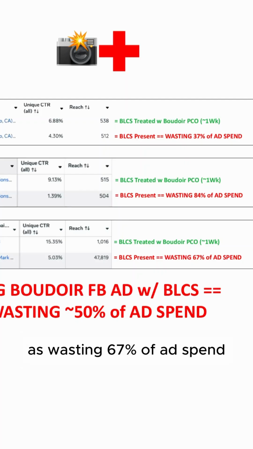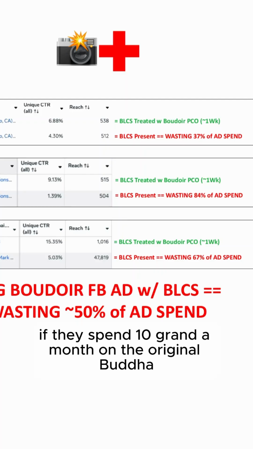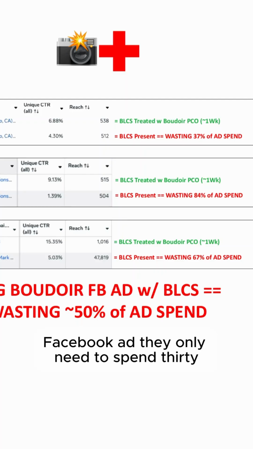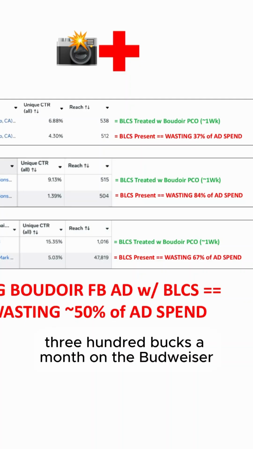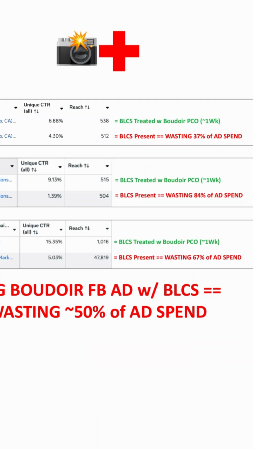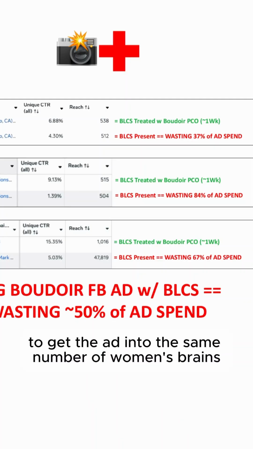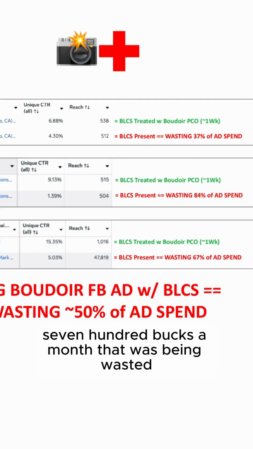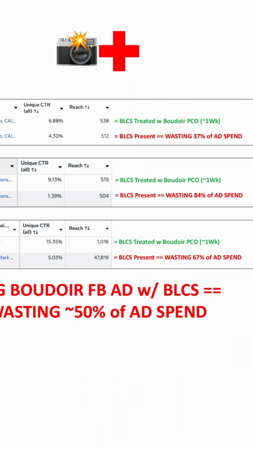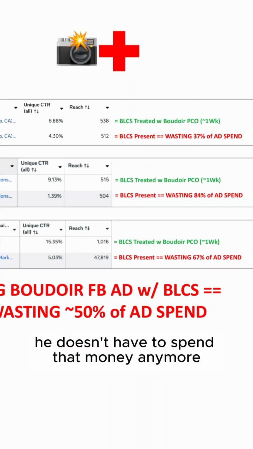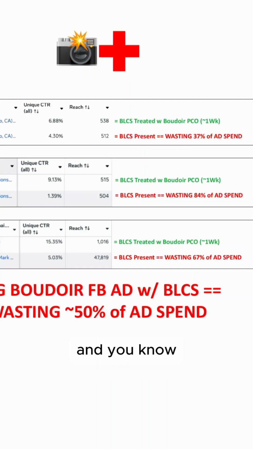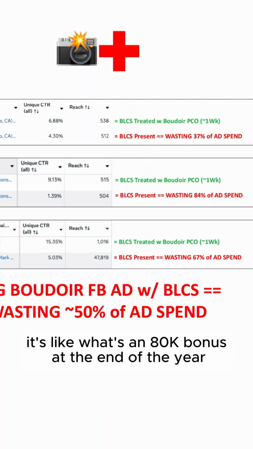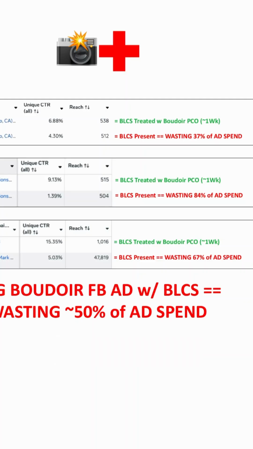And it's wasting 67% of ad spend. That means that they're spending 10 grand a month on the original Boudoir Facebook ad. They only need to spend 3,300 bucks a month on the Boudoir Pico treated ad to get their ad into the same number of women's brains in both scenarios. So it's 6,700 bucks a month that was being wasted. Now it's back in his pocket every single month. He doesn't have to spend that money anymore. And it's like, what's an 80K bonus at the end of the year, something like that.